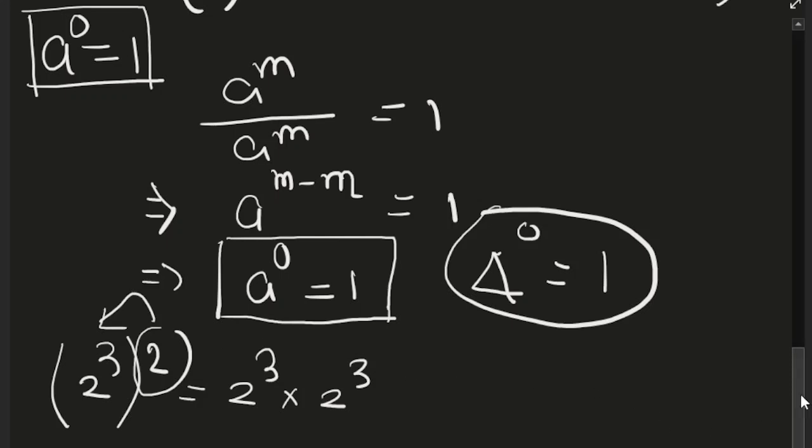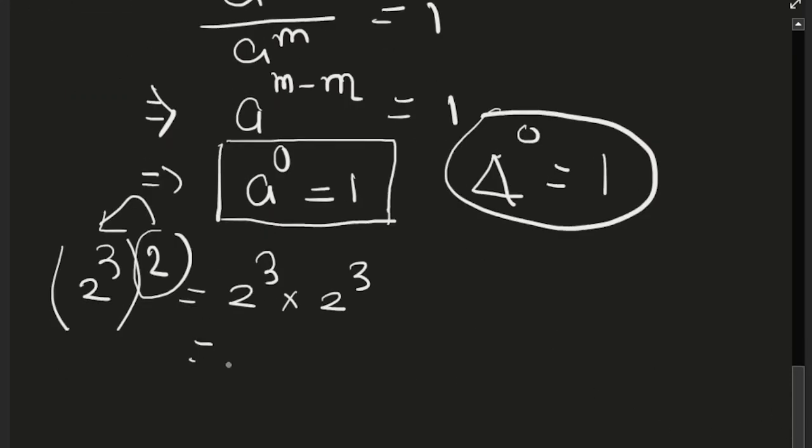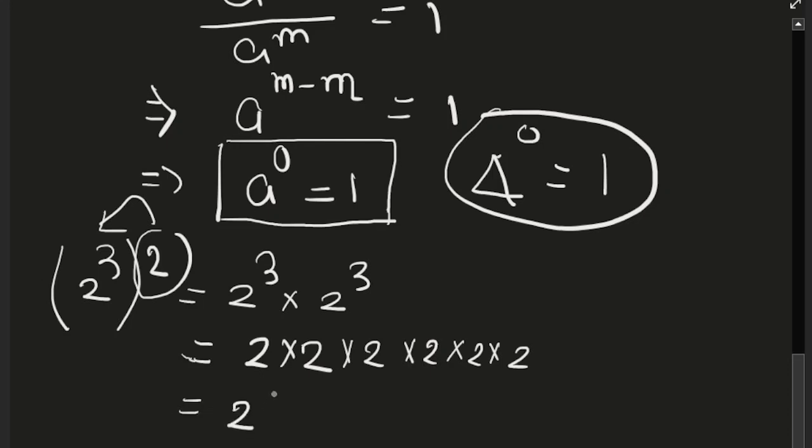Now we know 2 to the power 3 means what? 3 times 2 multiplied. So write it 3 times: 2 multiplied by 2 multiplied by 2. Again 3 times multiply 2: 2 multiplied by 2 multiplied by 2. So how many times have I multiplied? 6 times. So I will write it 2 to the power of 6. So what we have done? 2 to the power 3 whole to the power 2, the value is 2 to the power 6.